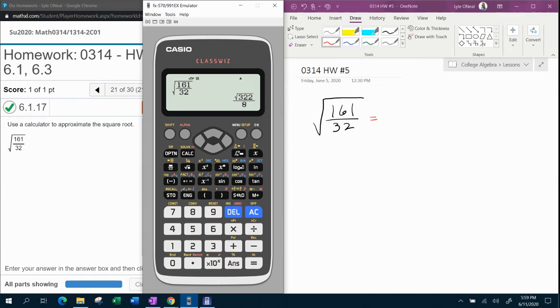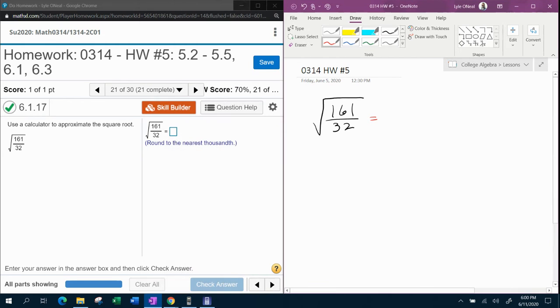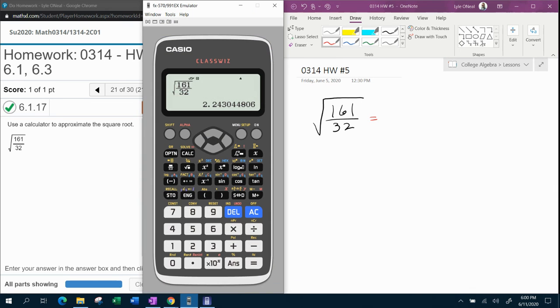And so to force this particular model to give us a decimal, we need to hit this SD button. And then it says, where do I need to round to? It says round to the nearest thousandth. So tenths, hundredths, thousandths, that's 3 decimal places. And this would be 2.243, rounded to the nearest thousandth, okay?